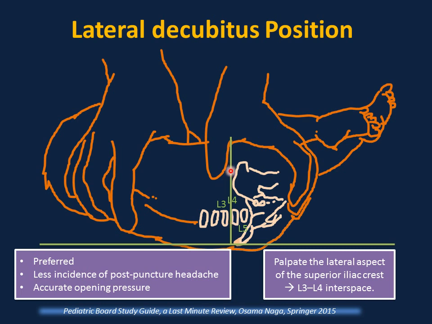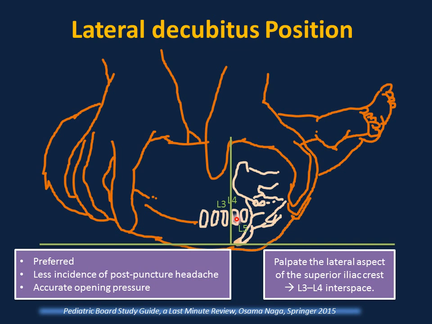So palpate the superior iliac crest with your index finger, at the same level you have your thumb, and this will be the space between L3 and L4. You can go down to obtain the CSF between L4 and L5.